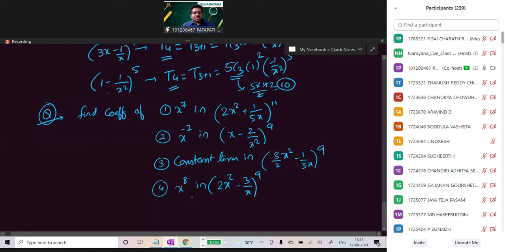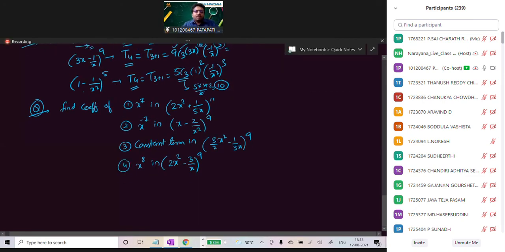Okay, these are the four portions. See, you are not asked to do the complete expansion. You are just asked to find the coefficient of one given power of x. So what do we do here? (2x² + 1/(5x))^11, right? All these questions are solved using the concept of the general term.